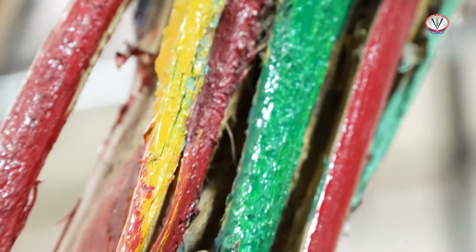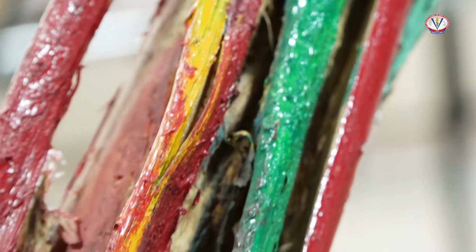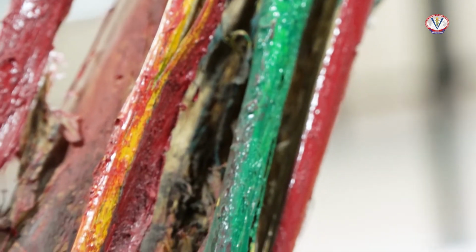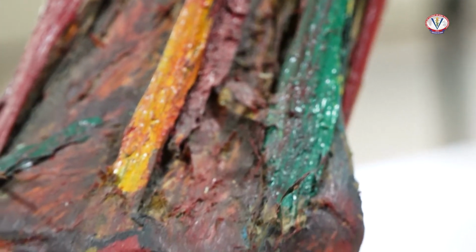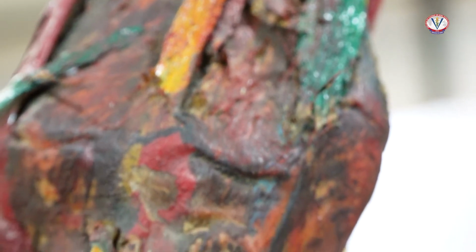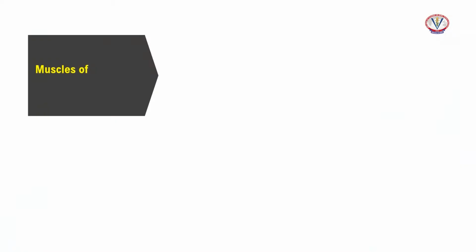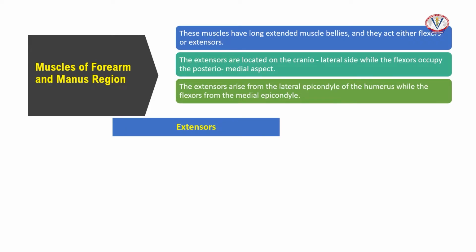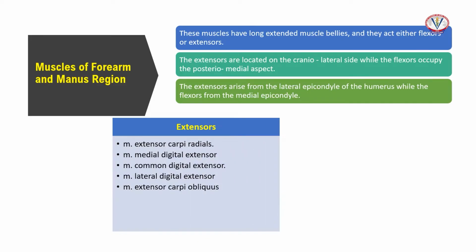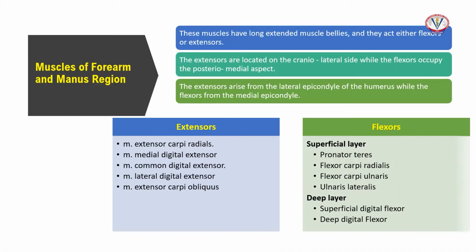Coming to the muscles of the forearm and manus region, these muscles have long extended muscle bellies and they act either as flexors or extensors. The extensors are located on the craniolateral side while the flexors occupy the posterior medial aspect. The extensors arise from the lateral epicondyle of the humerus while the flexors from the medial epicondyle.